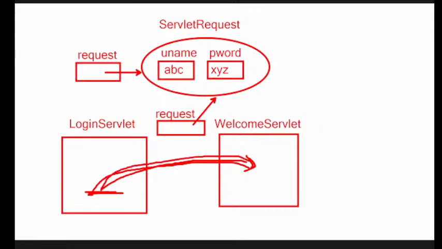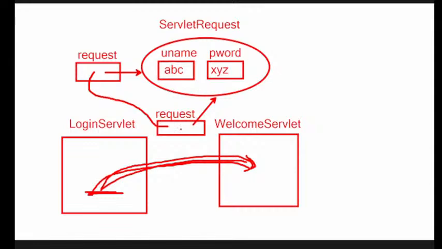The reference is copied. In core Java, what do we do? From the main method to another method, we pass the data, no? From the main method to another method we pass the parameters. It is that type. So the login servlet request reference is copied into the welcome servlet request reference. That means whatever hash code is there is copied here. Then this hash code can access this data, no?